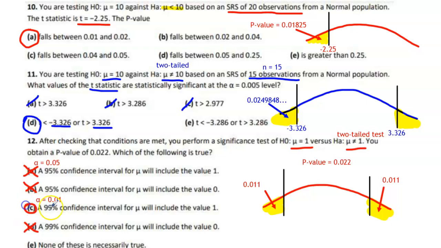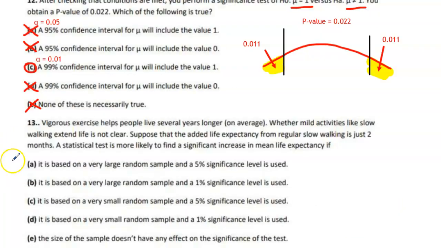It's only based on the idea that if it's a 99% confidence interval, that means the alpha is equal to 0.01, and the p-value, the probability that we get a 1, is higher than that exclusion value. None of these is necessarily true. Get out of here. Nice try, trying to confuse us.